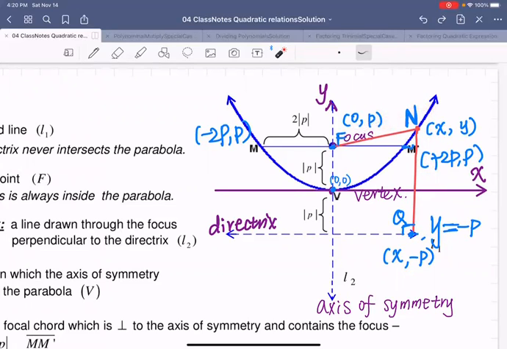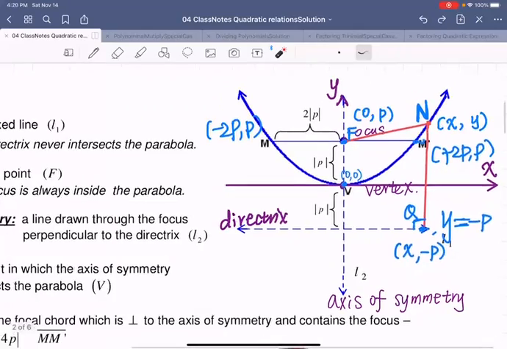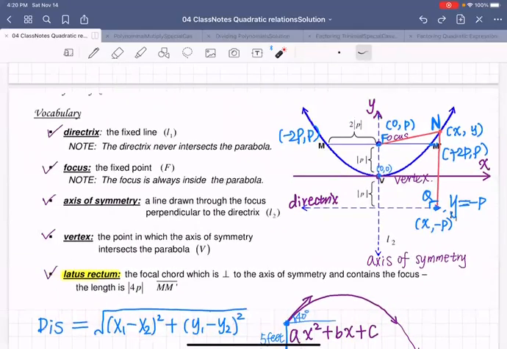Now let's see what's the use of this definition. First, I want you to mark directrix. Mark here as vertex. Mark here as focus. And then you draw a point. You write down capital N. It's a point on the parabola.